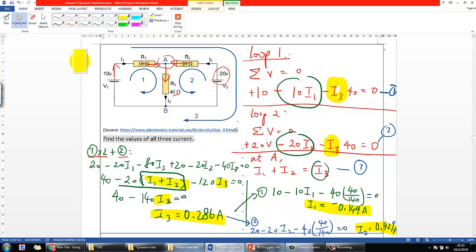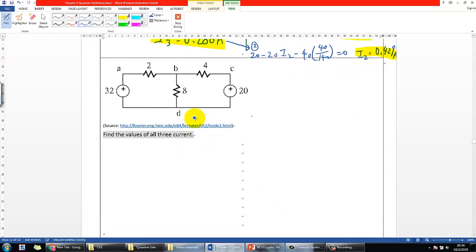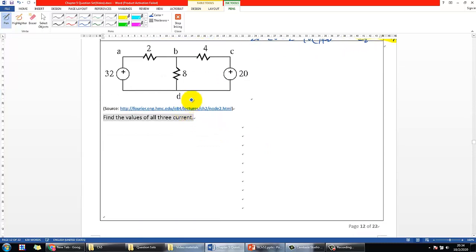So as I said, if you find something that is negative, don't worry too much. What that means is, for this current, 0.149 A is actually going in the opposite direction. Okay, so actually going in this direction instead. And for the other two, they just remain as they are. Okay, so for now, I would want you to try the next question. Pause the video now and check the answers afterwards.